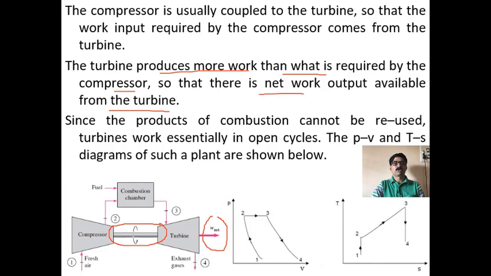The products of combustion cannot be reused, so the working fluid is used once, essentially in open cycles. The PV and TS diagrams of such a plant are shown in the figure below. This is the PV diagram and the TS diagram for the open cycle. You can see 1 to 2 compression, 2 to 3 constant pressure heat addition, then 3 to 4 isentropic expansion. Similarly, it is shown here 1 to 2, 2 to 3 and 3 to 4. 4 to 1 is not connected, indicating that the cycle is open. That means at 1 it takes fresh air from the atmosphere, and at 4 the burnt gases are expelled to the atmosphere.